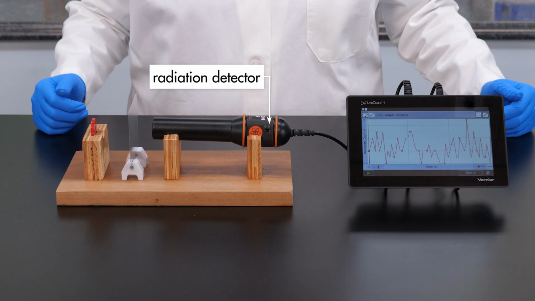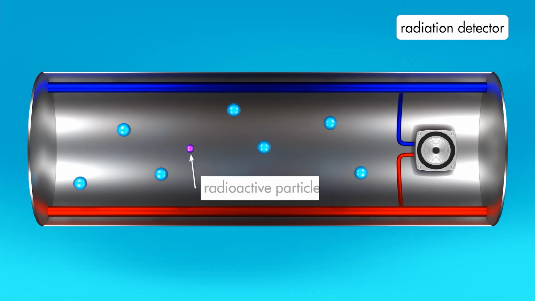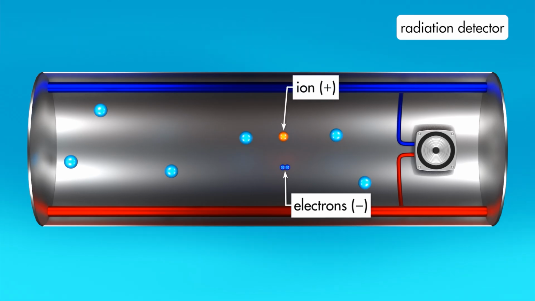To demonstrate the penetrating power of alpha particles, we will use a radiation detector. The results will be displayed on this monitor. The radiation detector contains a tube filled with an inert gas. When a particle of ionizing radiation enters the tube and strikes a molecule of the gas, the molecule loses electrons to become a positively charged ion.